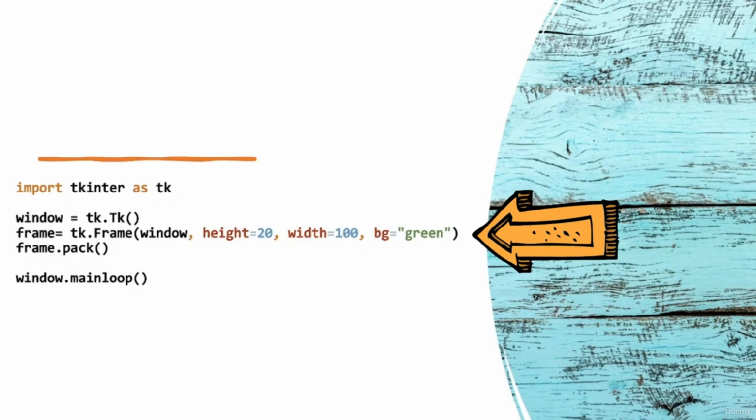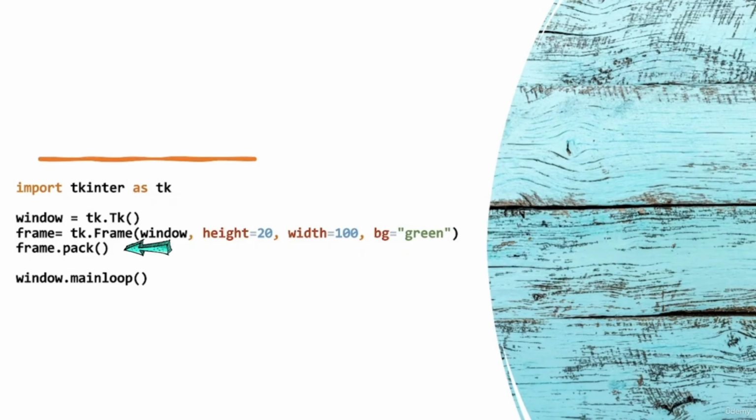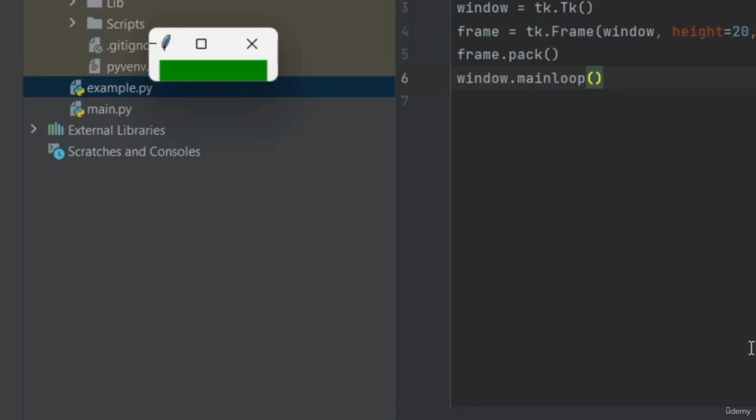We will again use the pack geometry manager, which is of course a method, which will do the work for us in terms of placing the frame in our window in a proper way. So as we run our code, a window will appear on our screen with a rectangle green frame.